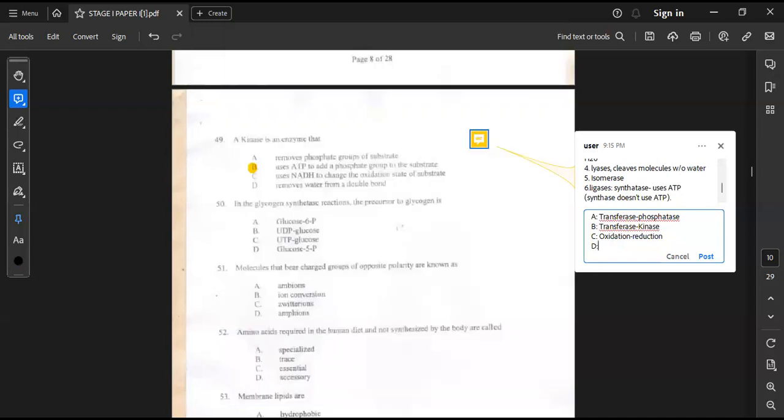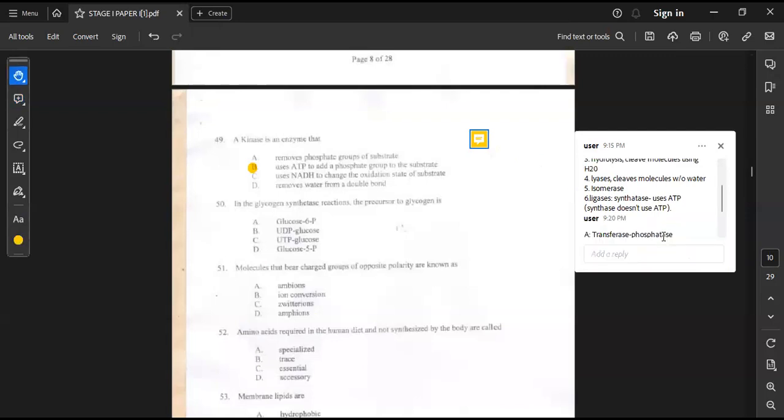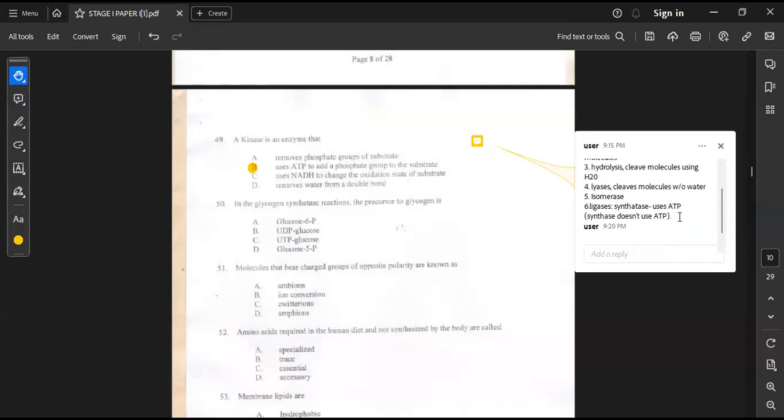I'm seeing Frank has said the 7th class is the translocases. They facilitate the movement of molecules or ions across membranes. That's the 7th class.